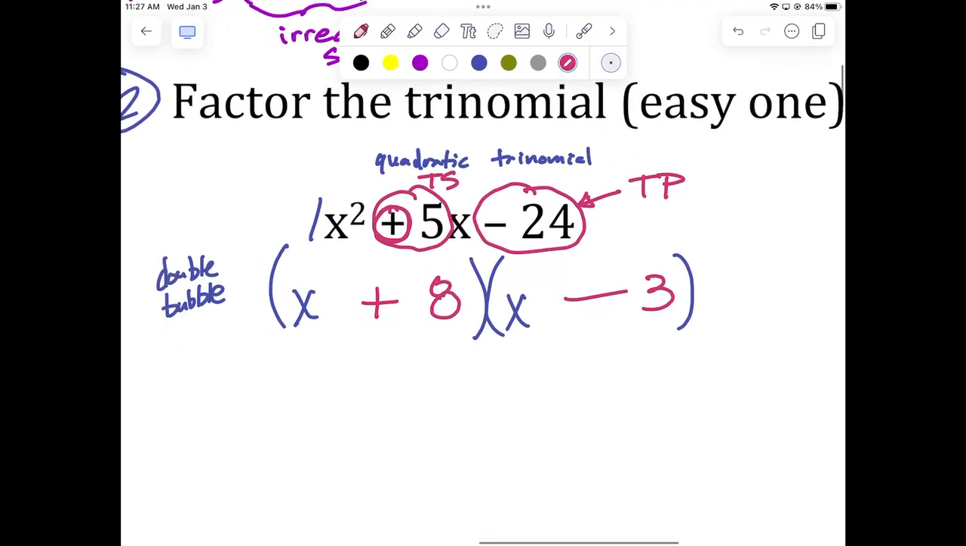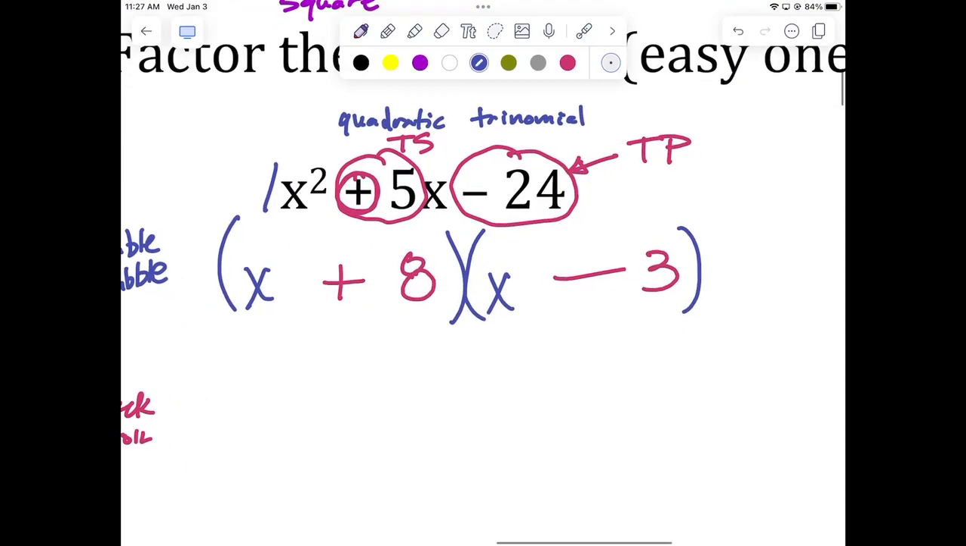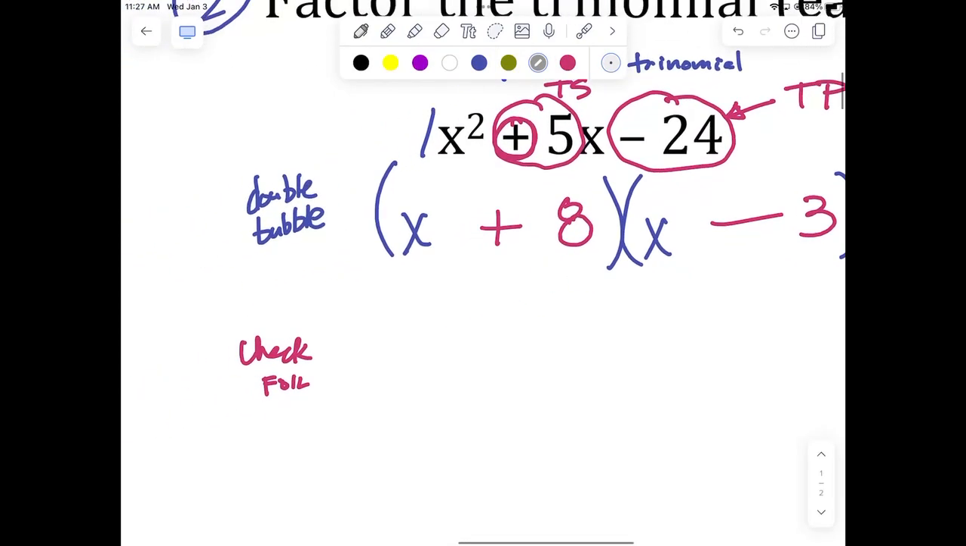Now, if you're not sure if this is right, is there a way to check? Yes. How do we check it? What process do we call that? Foiling, yeah. Or we could just do multiplication. Remember, I said foiling doesn't always work. It only works when you have a 2 by 2. Let's just try good old-fashioned factoring, okay?